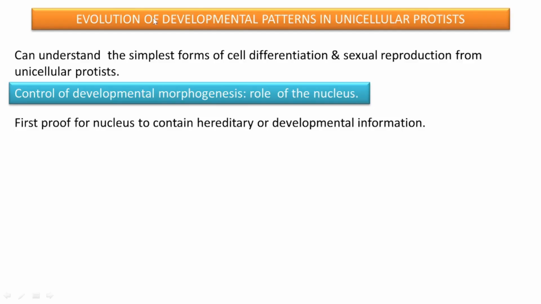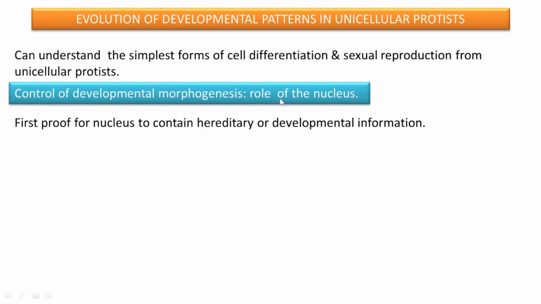Good morning, dear students. Today we are going to start a new chapter, that is evolution of developmental patterns in unicellular protists. For understanding cell differentiation and the process of evolution of sexual reproduction, from the early period onwards, scientists selected unicellular protists as the model organisms. It is very easy if we consider such type of organisms.